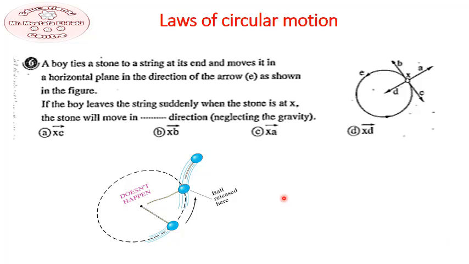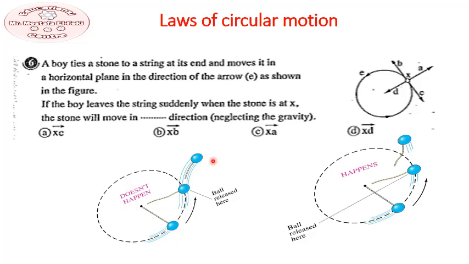At first, you can think that when the string is left or cut, the ball will be released and fly freely. This does not happen. But what happens? When the boy releases the ball, the ball will move in a direction tangent to the circular path and perpendicular to the force in this direction. So, in which direction will the stone move? It will move tangent to the circular path in the direction XP.